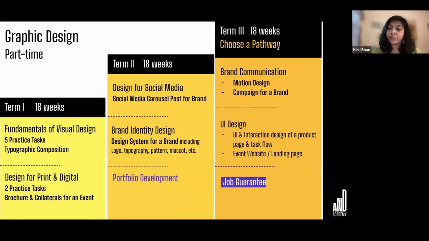Talking about term 3, where you have to choose a pathway, there are 2 options available. If you choose brand communication, there are another 2 modules: motion design, and campaign for a brand. The second option is UI design, in which you will be learning about UI and interaction design of a product, page, and task flow. You will also learn to create your own event website or landing page. This comes again, like I shared, with a job guarantee, with the disclaimer which I have already talked about.